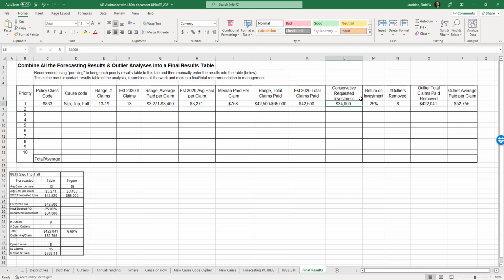We come up with a conservative investment based on, I usually use a 25% return on investment, and that's in 1 year. And when we get to that, I'll give you the equation for it. And then I report the outliers removed. So even though I'm giving them a conservative requested investment of $34,000, that does not include eight claims that cost the company, in this case right here, over $400,000.